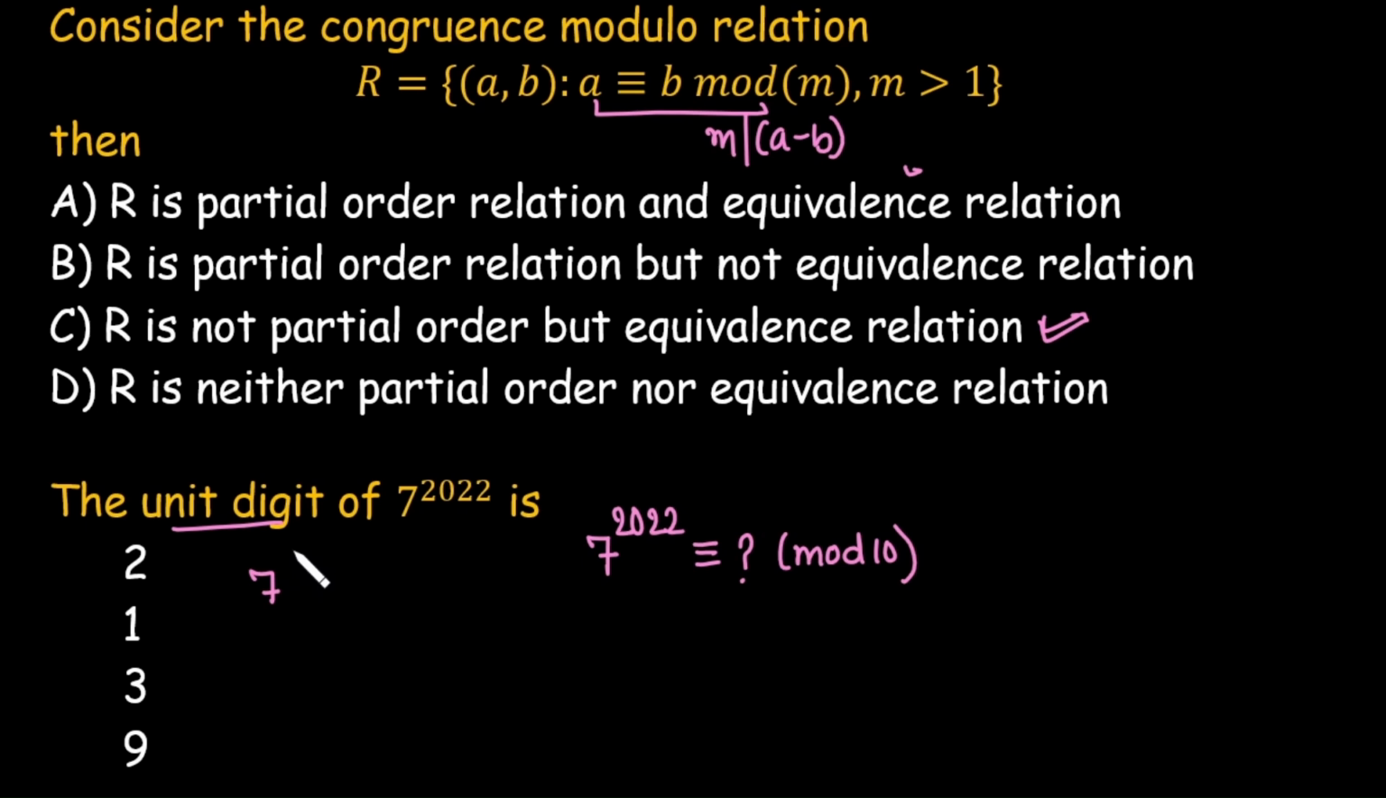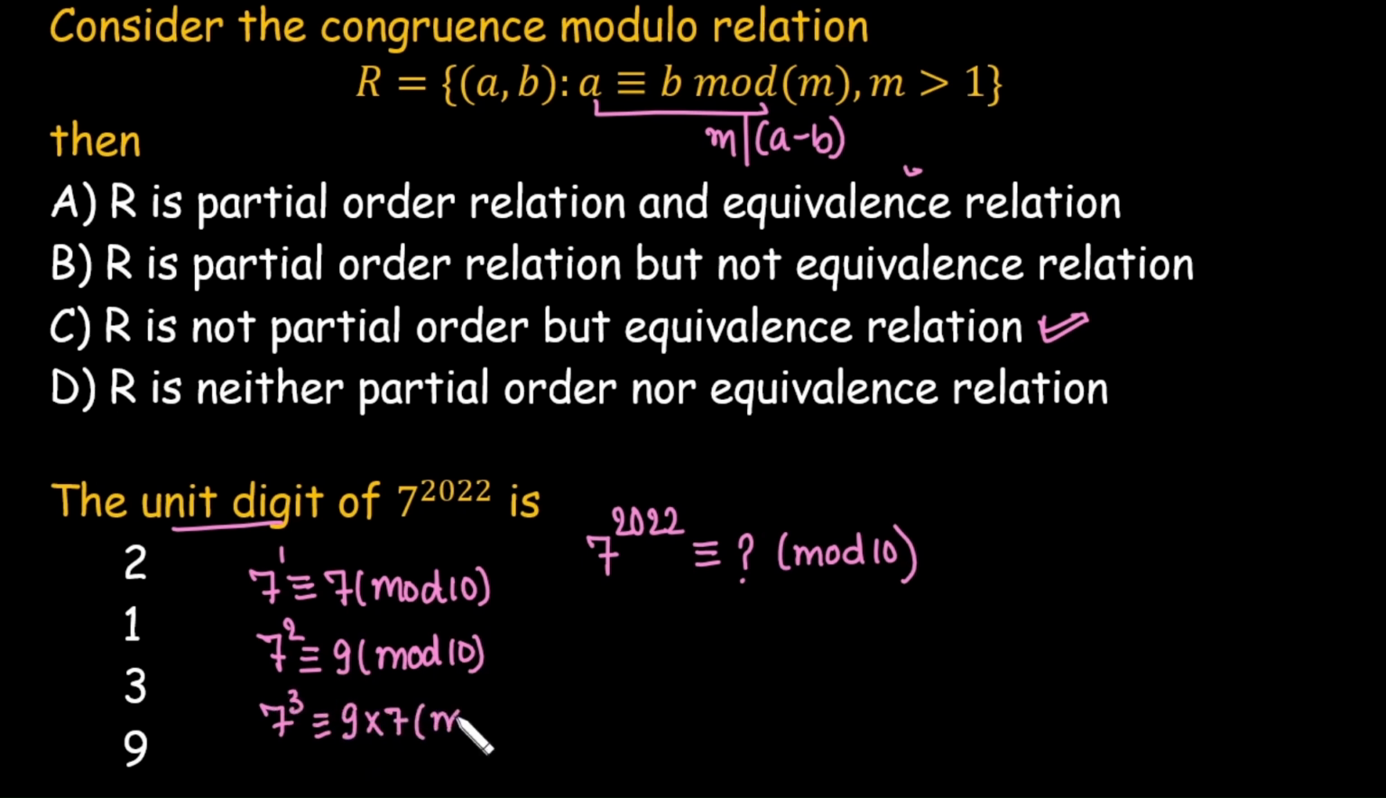We will increase the power of 7 one by one. 7 raised to power 1 when divided by 10, what is the remainder? Just write the remainder on the right hand side. That is 7. 7 square is congruent to 49 when divided by 10. Remainder is 9. 7 raised to power 3 means 9 into 7. We are multiplying both sides by 7. So what is the remainder in this case? 9 into 7 is 63. When divided by 10, the remainder is 3.